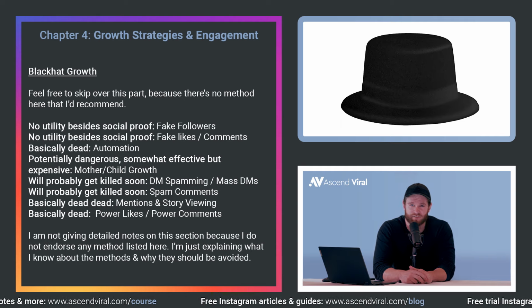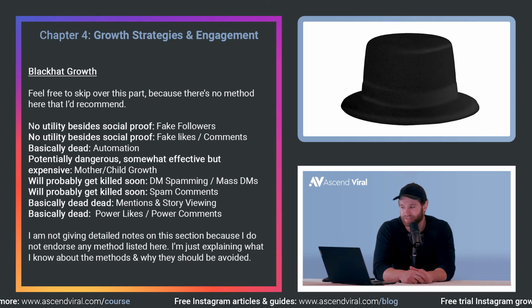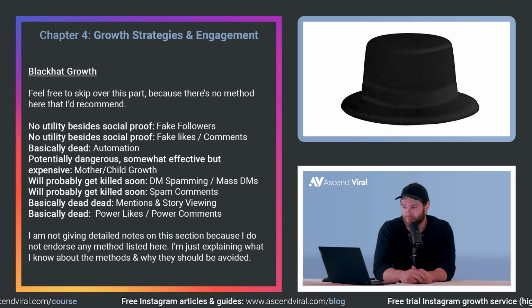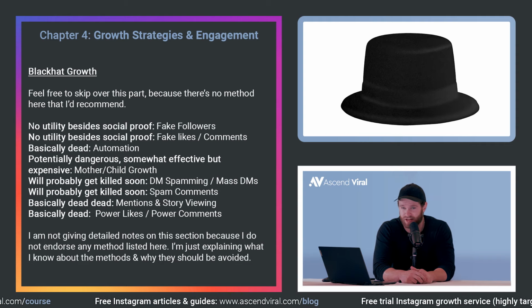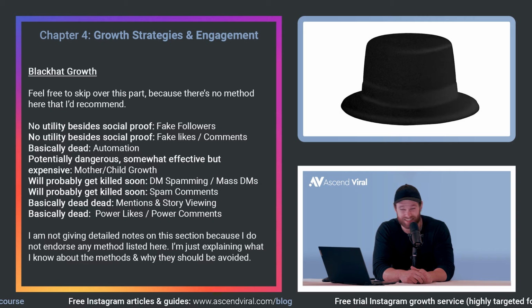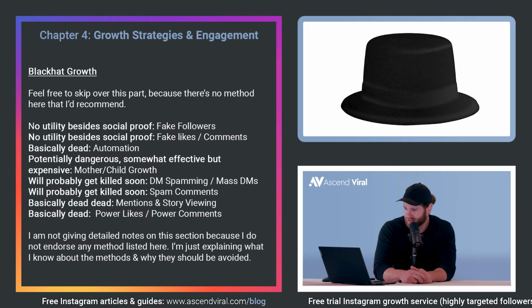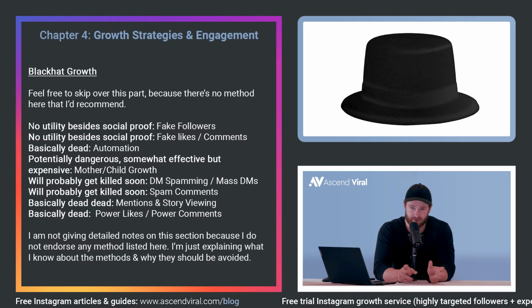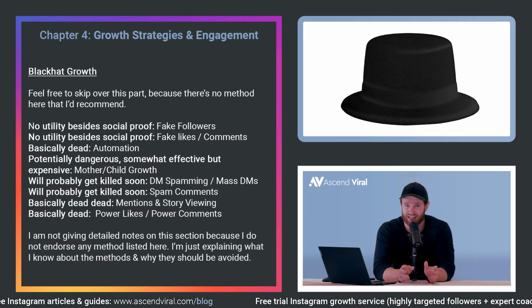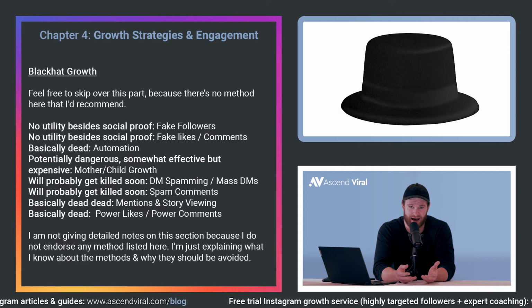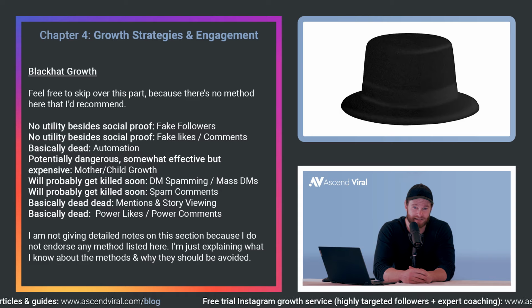And finally, we have power likes and power comments. Power likes and power comments were legitimately like the best way to grow on Instagram in 2015 to 2017, maybe 2018. But this probably falls into the category of gray hat marketing because if anything, it was just exploiting how bad Instagram's algorithm was back then.